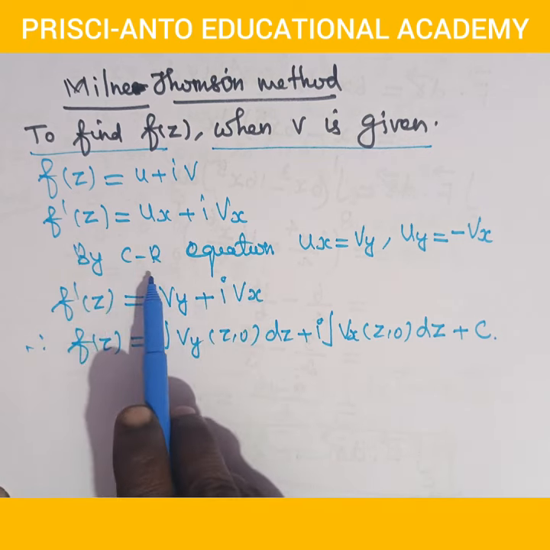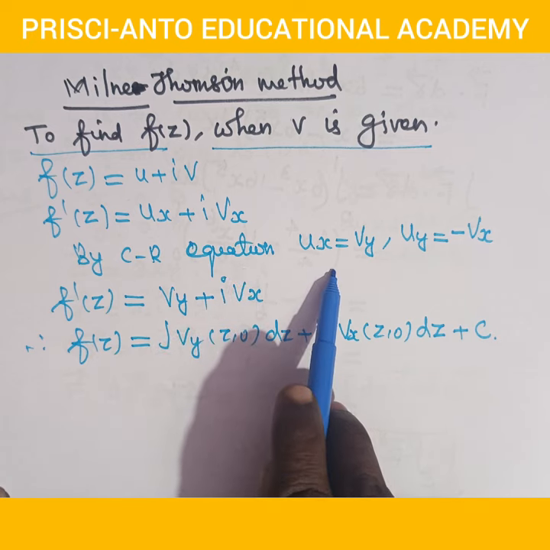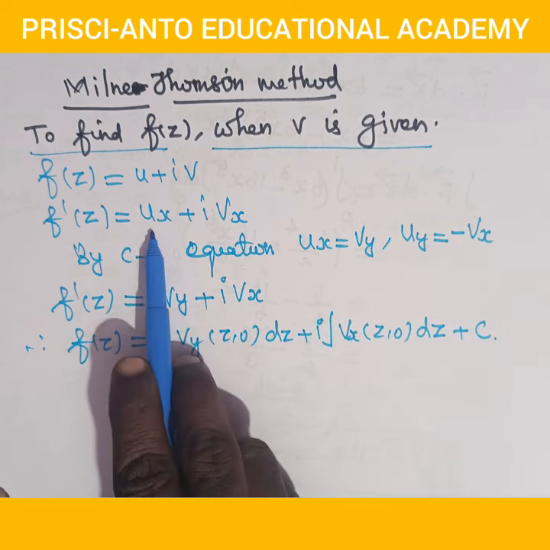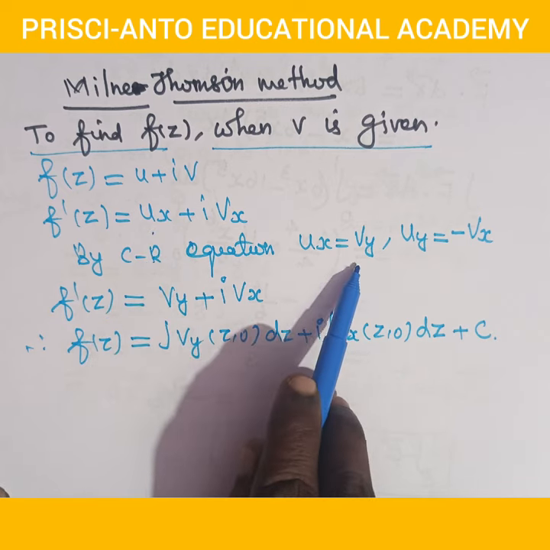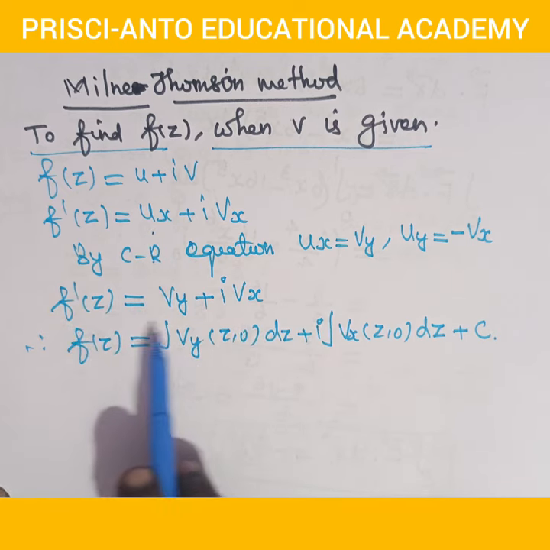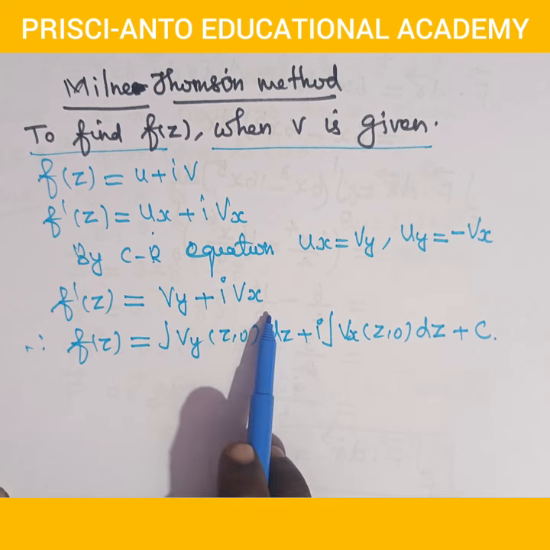By Cauchy-Riemann equation, ux is equal to vy and uy is equal to minus vx. So instead of ux, I am substituting vy from the CR equation. f dash of z is equal to vy plus i into vx.